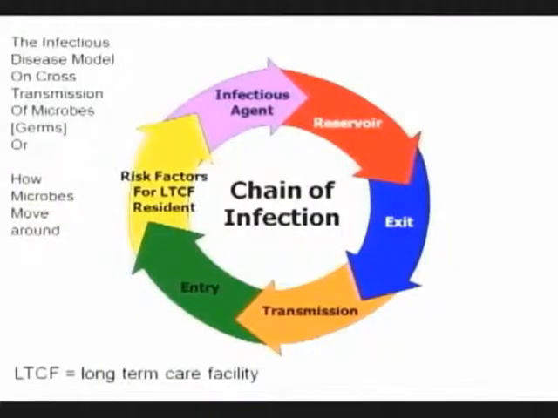This is the model for transmission of infection. It's called the chain of transmission, and as you can see, it has a number of links within that chain. For there to be actual movement of the microbe and then infection possibly in the next patient or resident, we have to complete all of these components of this chain of transmission. So this gives you an idea of some principles or concepts to look at how microbes move around in healthcare facilities. In particular, we're going to be focusing on long-term care facilities.